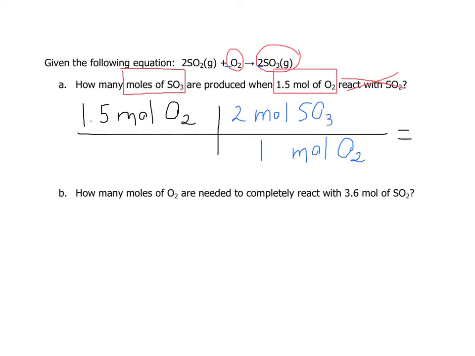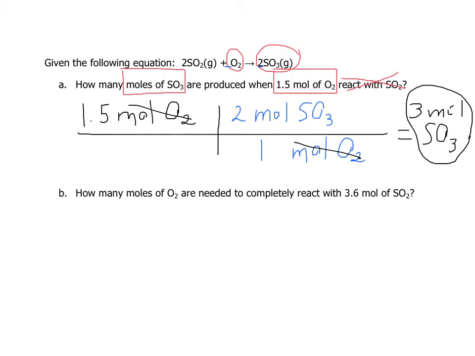So now we just have to do the math. I can cancel out those units. I'm going to multiply across the top, and I'm going to get 3 moles of SO3. And that is my answer, because there's a 1 on the bottom, so we don't need to divide through.